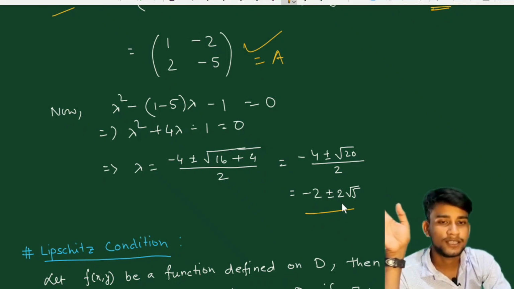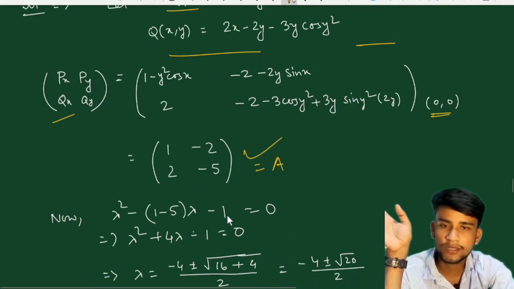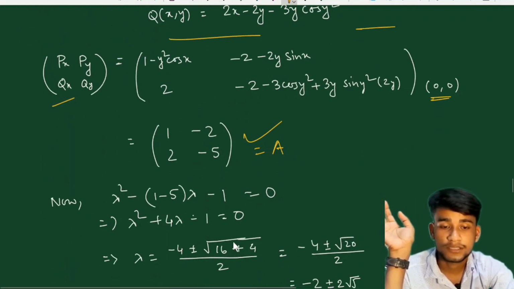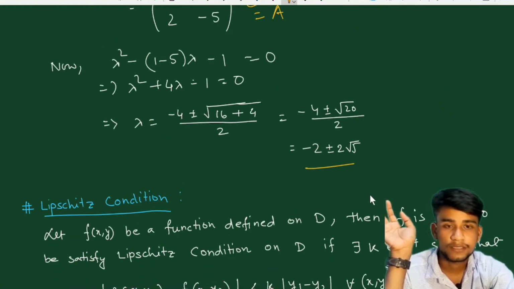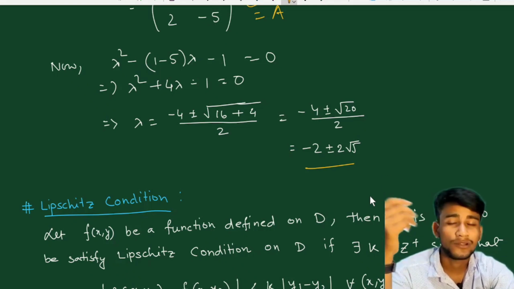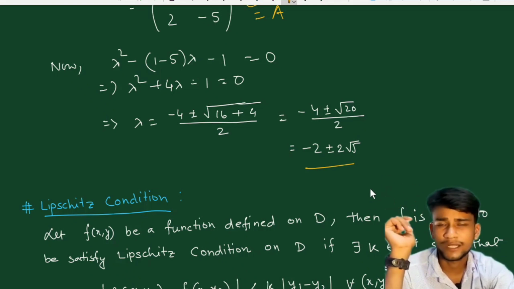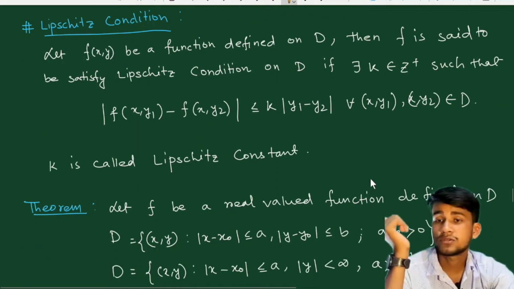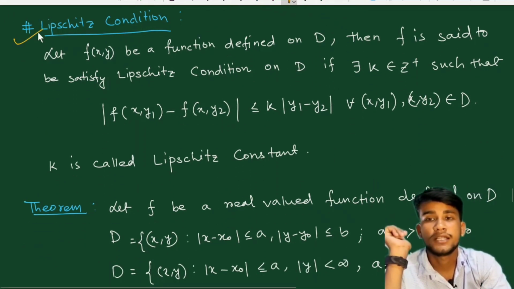This is the real unequal root. That means we get a saddle point. Okay, this is saddle point. See the above formulas or the table to get the proper solution. Now we come to another important concept, which is the Lipschitz condition.